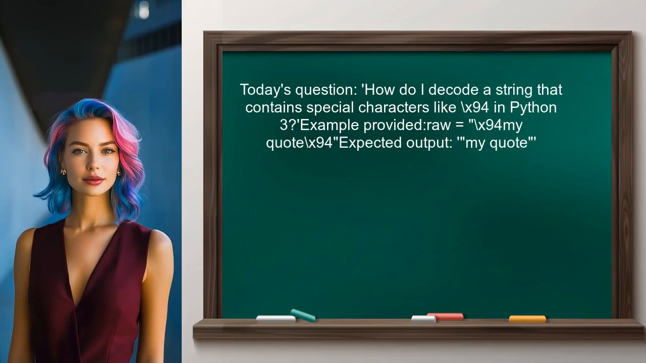Let's take a look at the specific question we're addressing today. One user asked, how do I decode a string that contains special characters like \x94 in Python 3? They provided an example with a raw string and are looking for the expected output. Sound familiar? Let's break it down together.